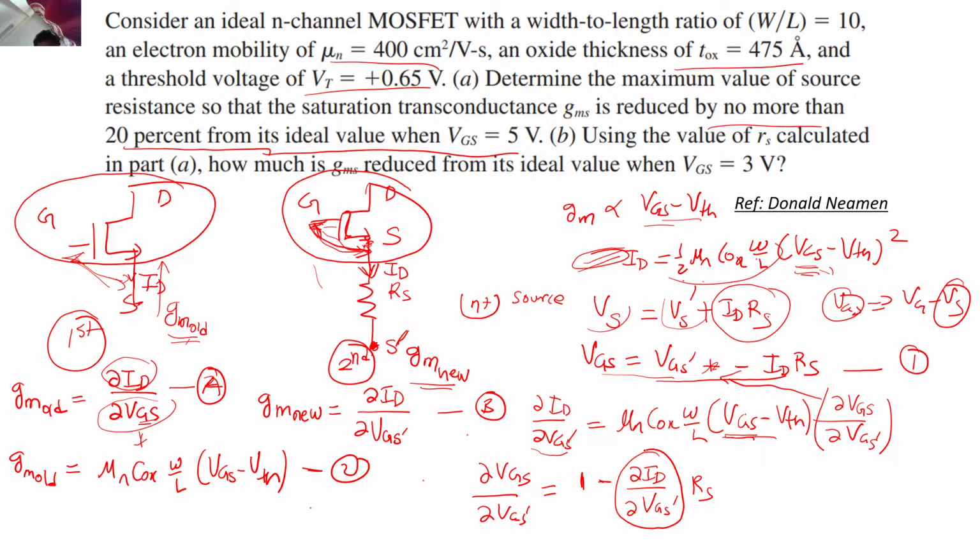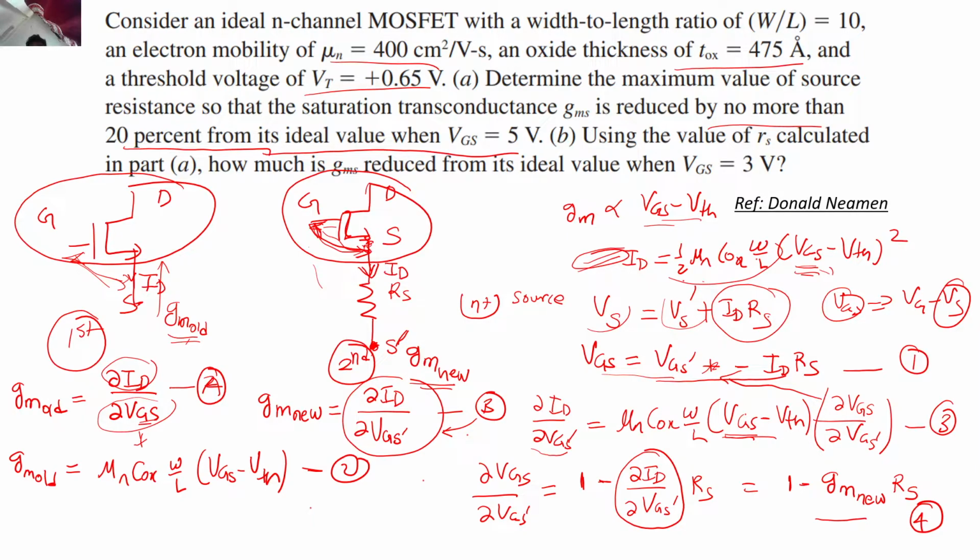What is this term? I have already defined this term in equation number B. This is the term that I was referring to. So what will this be? This will be equal to 1 minus gm new into Rs, correct? So again I will note it down as equation number 3, no, not 3. This should be 3 and this should be 4. Right? So now let's substitute it over here.